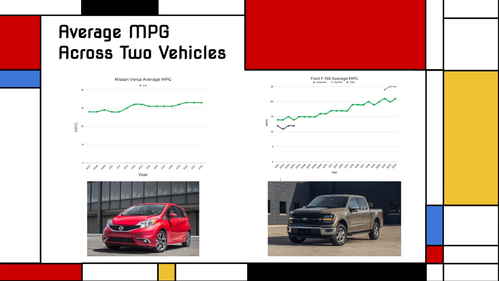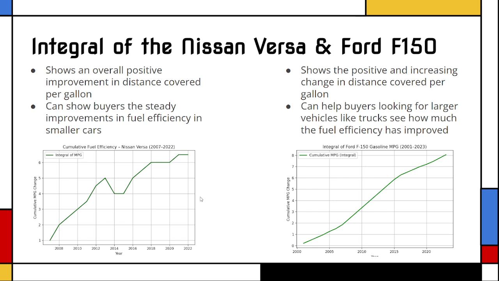Taking the integrals of both graphs, shown here, we can get a clear picture of the comparison. These show the overall positive improvements in the distance per gallon over the years. Then also at the same time compare by year if one or the other is better in fuel efficiency. And this is a good way for vehicle owners to decide what vehicle to buy based on what it would cost them for gas.